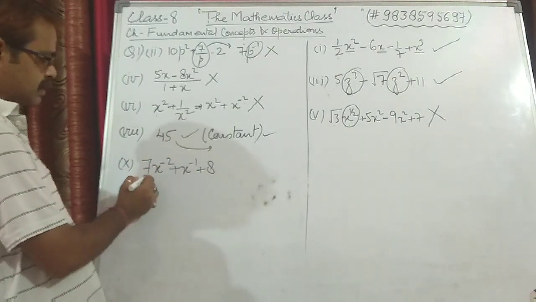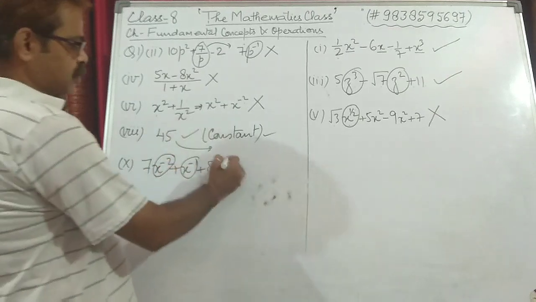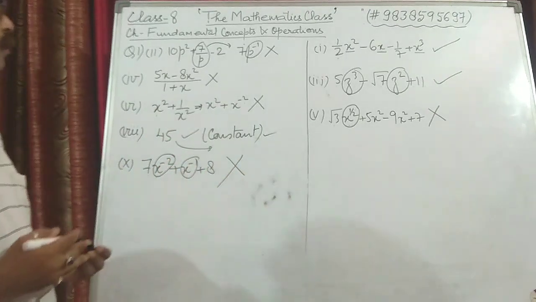Now 10th part, 7x to the power minus 2. Since we get a minus in the power here, this is again not a polynomial.